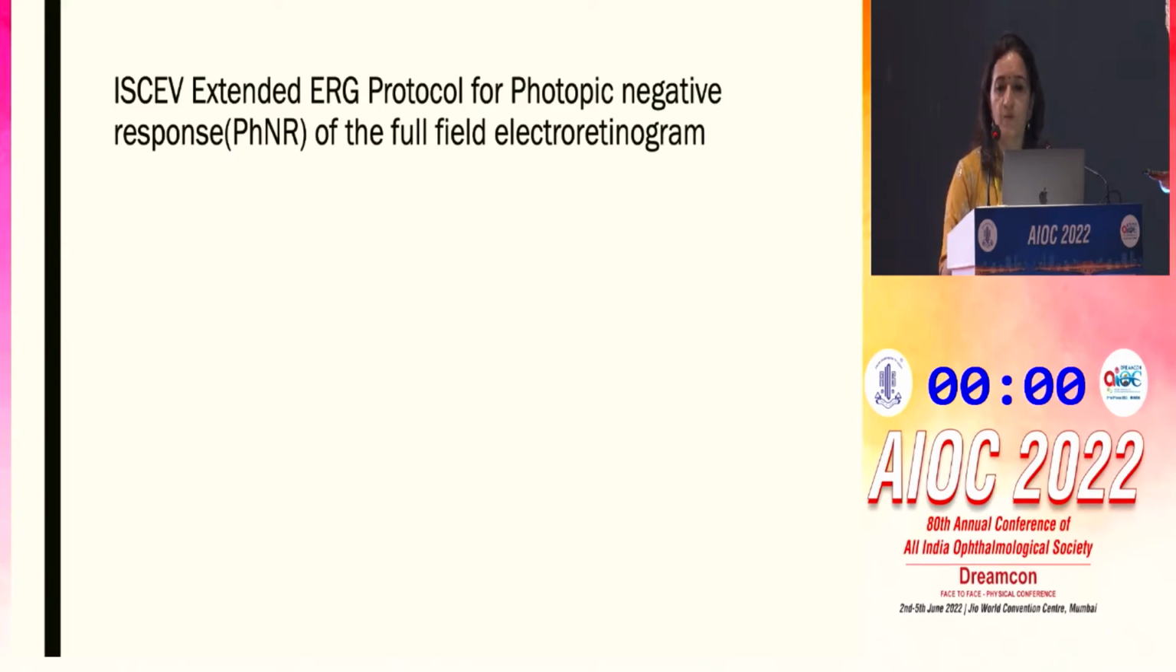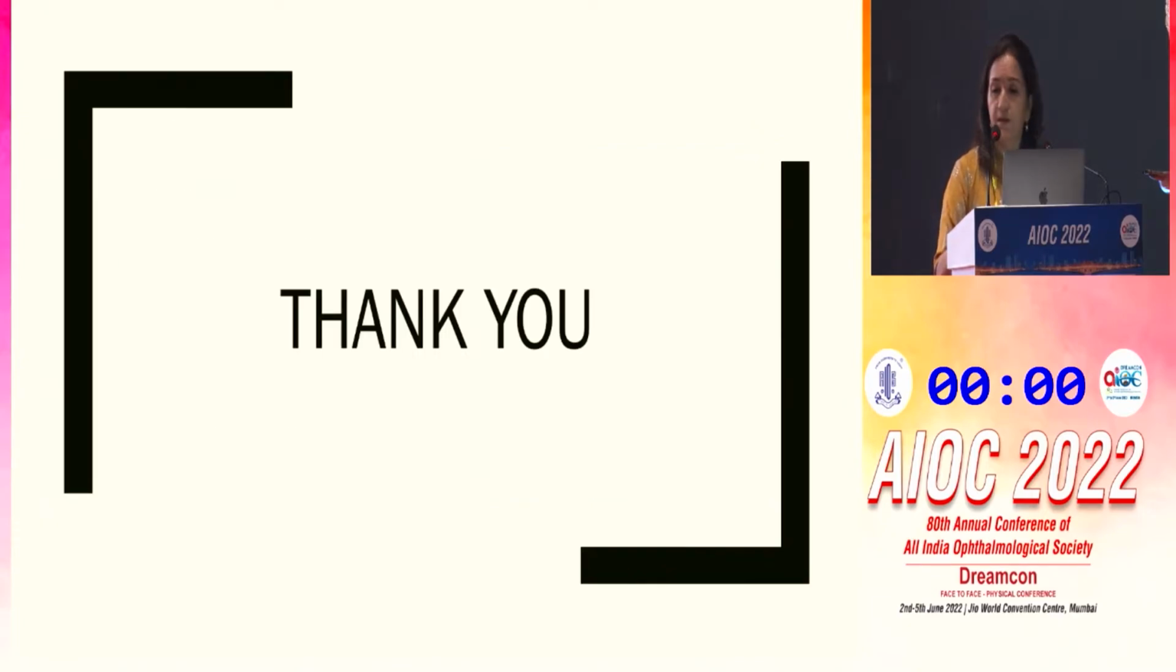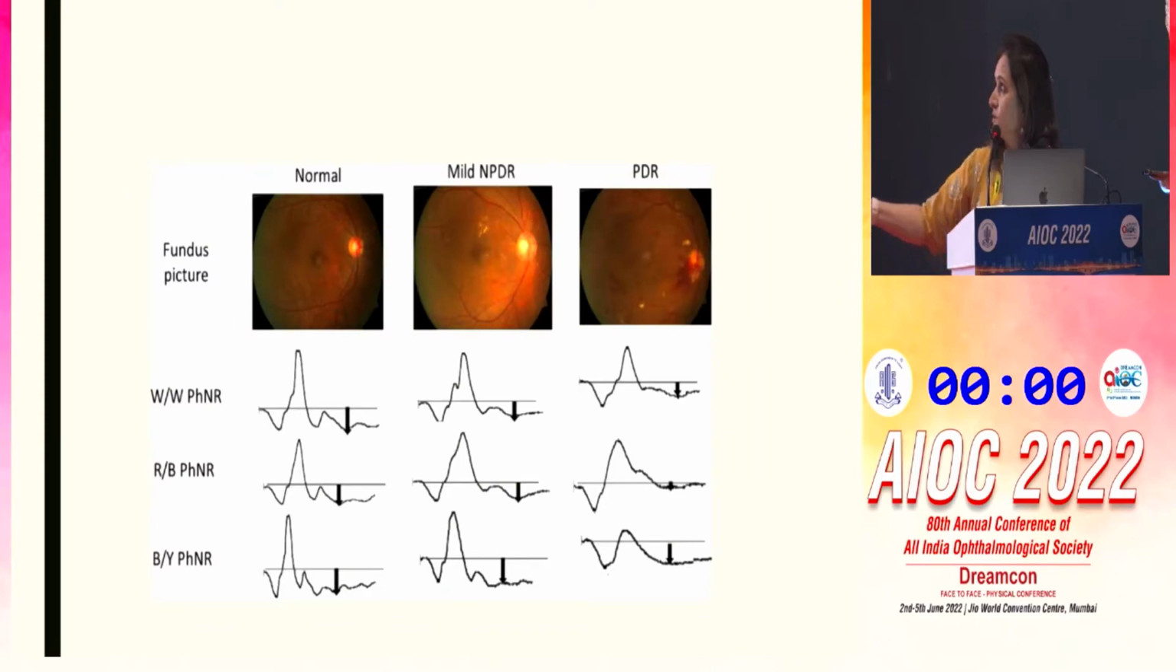And this is how it looks after your photopic response of A wave, B wave. You generally have this I wave, and then you have this negative wave coming down, which is the PHNR, and you can measure the amplitude from the trough of PHNR to the peak of B wave or to the baseline. Either way, you can do it. I'll just finish with one example here: this is normal, this is mild NPDR, this is PDR.